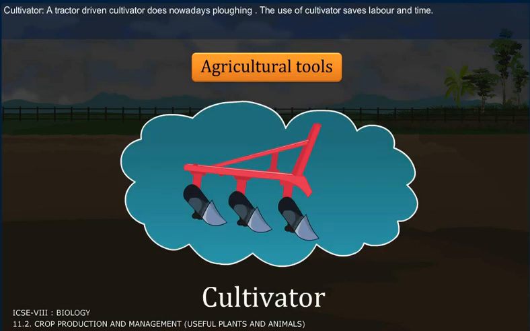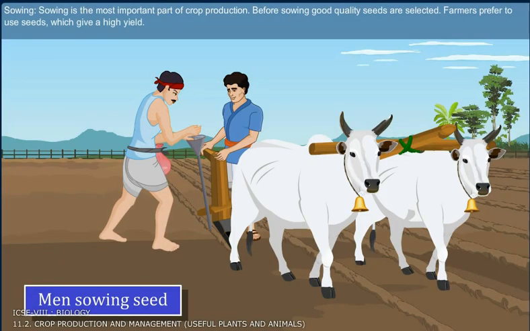Cultivator. Tractor-driven cultivators do ploughing nowadays. The use of a cultivator saves labor and time. Sowing. Sowing is the most important part of crop production. Before sowing, good quality seeds are selected. Farmers prefer to use seeds which give a high yield.